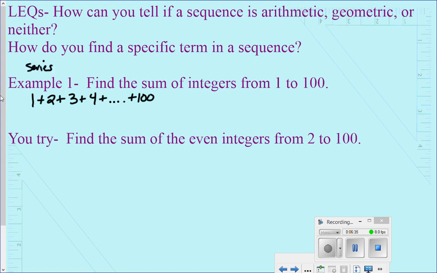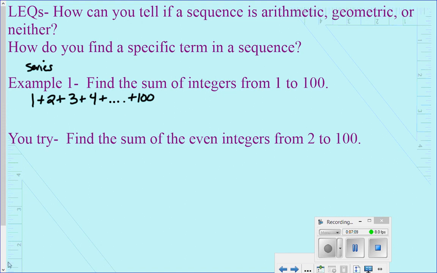So series are just like sequences, except they have plus signs in between the terms rather than commas. So series, because they're just like sequences, can be arithmetic, they can be geometric, they can be neither one. And because they are just like sequences, the formulas that we have already used, the explicit and the recursive formulas, also apply to series in terms of finding specific terms. So they're still going to apply. But now we need to look at some formulas that help us to get the sum.